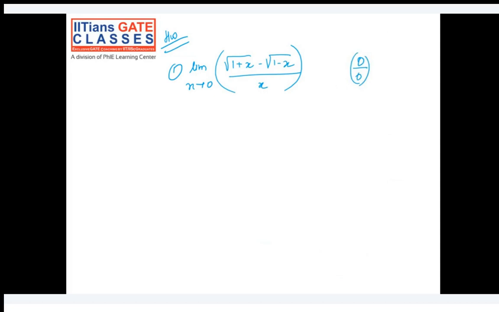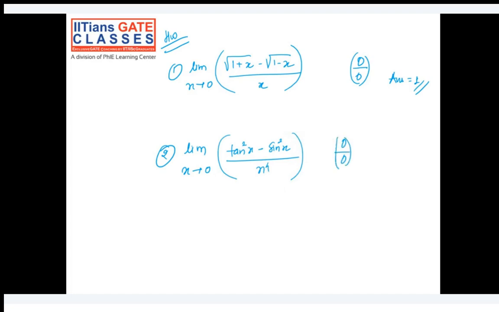And then the last question is limit x tends to 0, tan square x minus sin square x divided by x raised to the power 4. Here we have tan term. Use the hint which I have given to you. If you directly put the limit x equal to 0, what will happen? It's 0 by 0 form. So use the hint and solve it. Here also, answer is 1. So use these two homework questions to revise the concept which we have studied now.